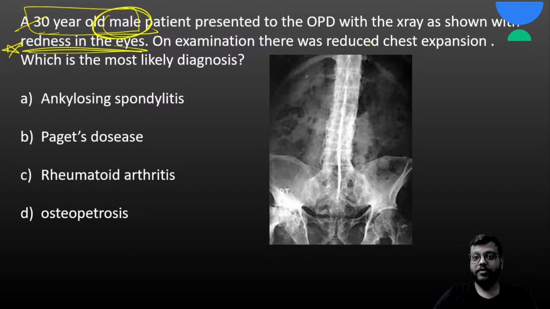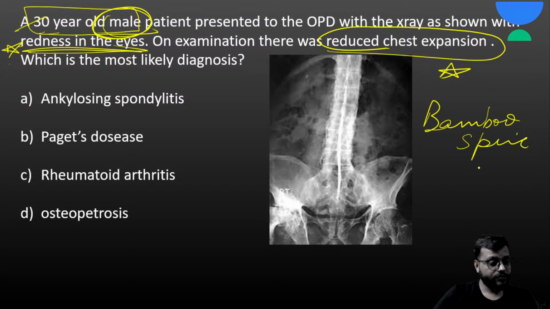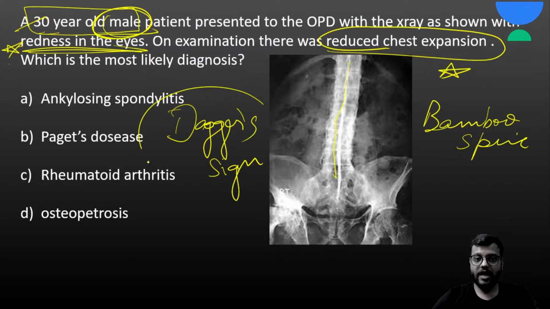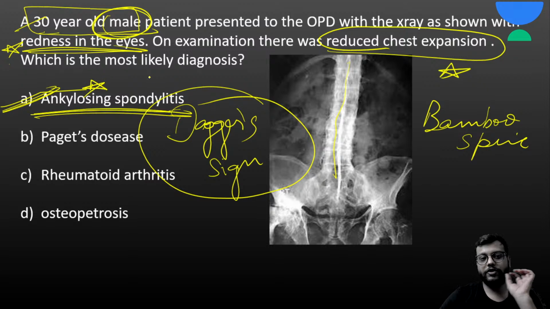On examination there was reduced chest expansion. Which is the most likely diagnosis? And the sign here is a bamboo spine, typical of ankylosing spondylitis, with this white line which shows complete fusion, and this is called the dagger sign. Very easy, and discussed so many times in rapid revision and various videos and questions also. So the answer was ankylosing spondylitis.